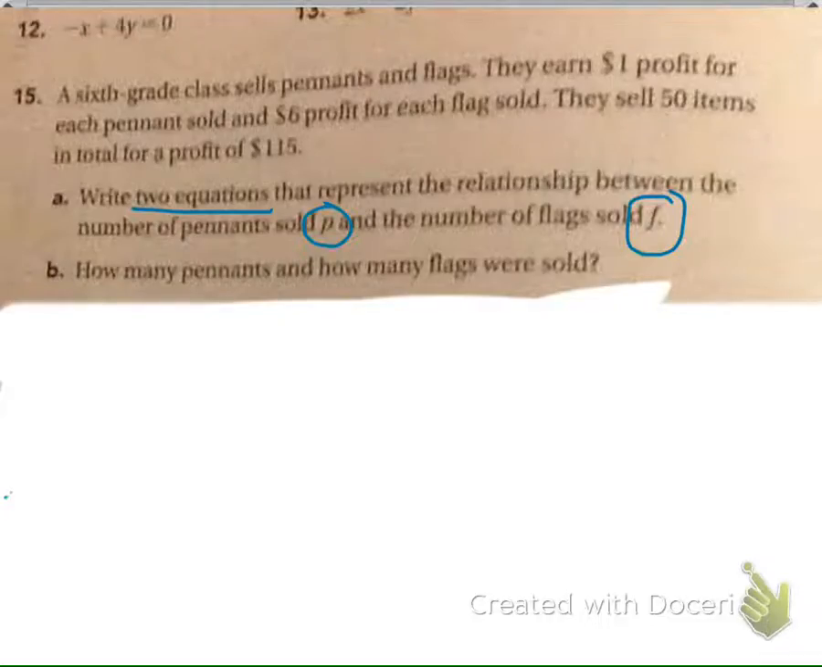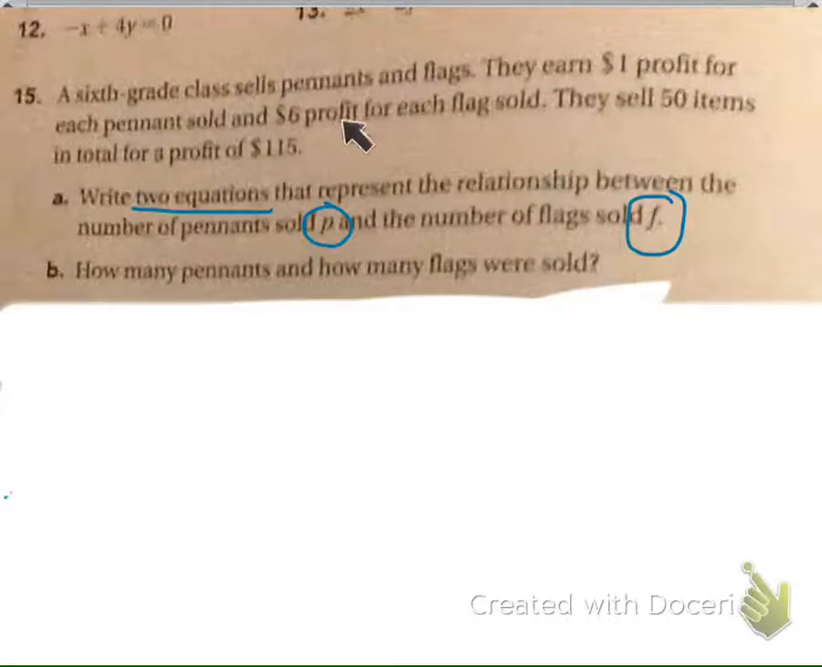Alright, we have a situation of a class selling pennants and flags. They earn $1 per pennant and $6 per flag. They sell a total of 50 items and they make $115. So A is asking us to write two separate equations. And I know these are going to be in standard form because it's giving me two variables.